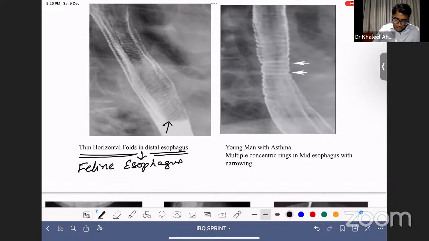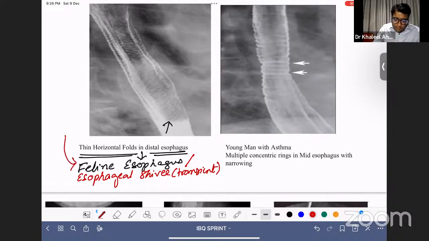Feline esophagus. Which condition? Feline esophagus is seen in which condition? There are transient horizontal folds in the lower part of the esophagus. It's like an esophageal shiver. This is also called esophageal shiver. The esophagus shivers for a transient period of time. It's very transient folds. It's not permanent. This is just transient folds that you have.